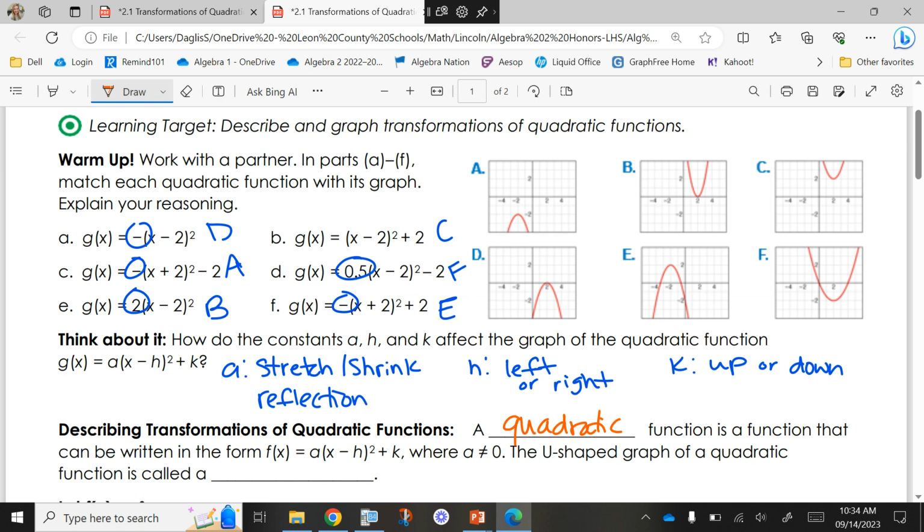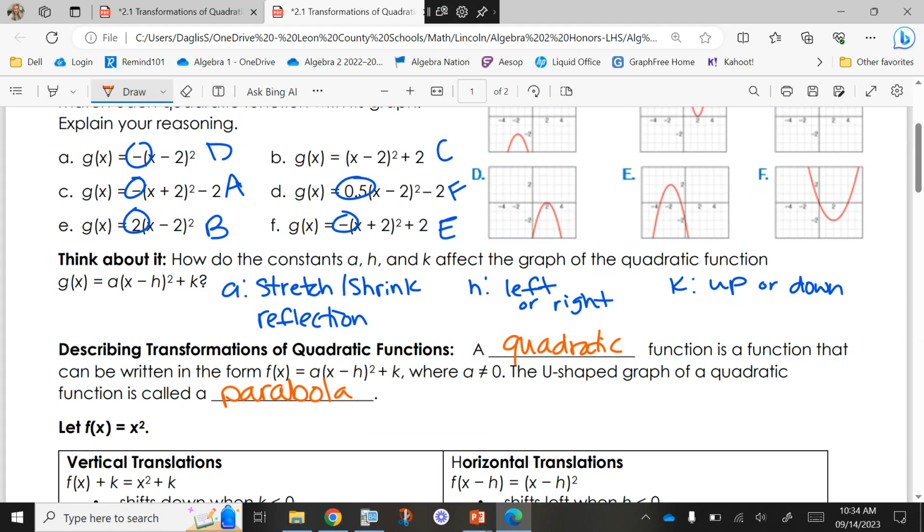What is the graph called though? It's not a V. It's a U shape that's called a what? A parabola. If you're in English class, it's called a parabola. If you're in algebra, it's a parabola. All right, so this whole chapter is focused on just these functions, and these functions alone.